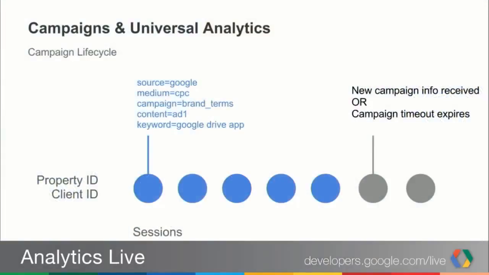You can configure at the property level how long you want campaign information to stay valid, and I'll show you in a sec how to do this. By default, it's 6 months. So if I clicked on an ad 6 months ago and I get up to 6 months and a day, I'll show up as direct after that point because the timeout has expired. You can change that, so I'll show you how in a sec. When one of those things happens, that's when the campaign information stops being valid.